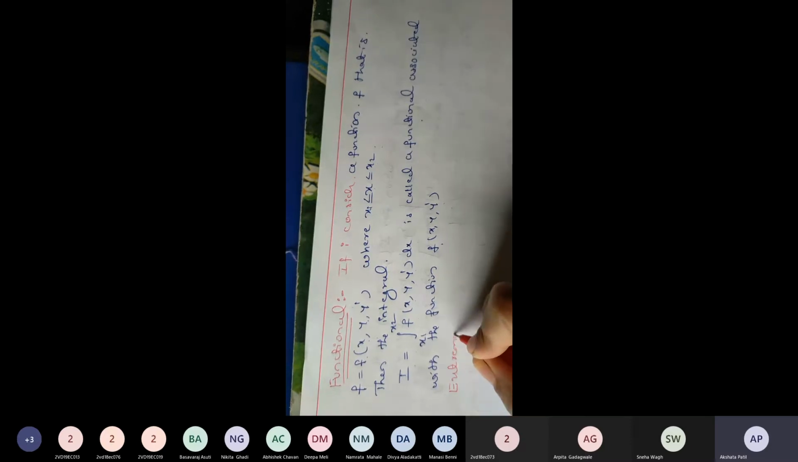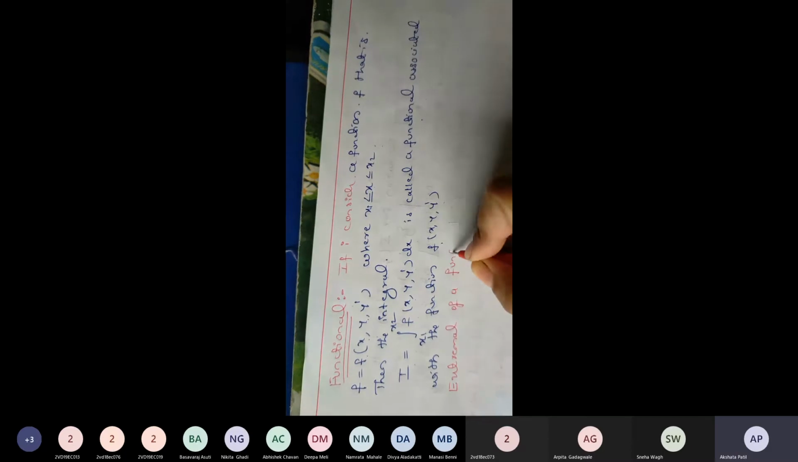Yesterday I discussed one more definition, that is extremal of a function. I have explained it already, so once again I will recall the definition of extremal. What do you mean by extremal? Extremal in the sense of maximization or minimization problems dealing with this. Now, when do we say that the function is extremal?